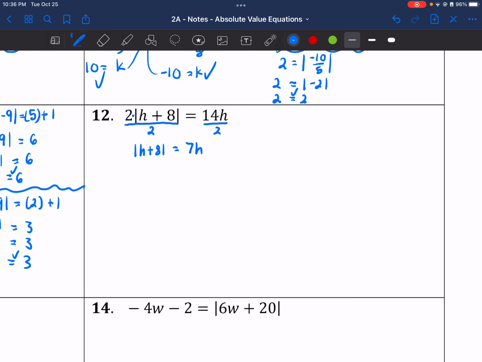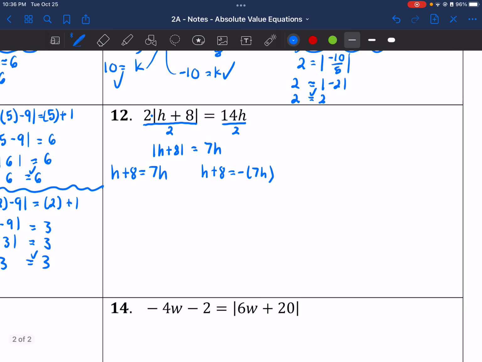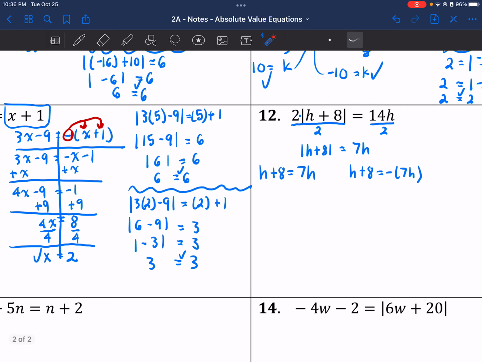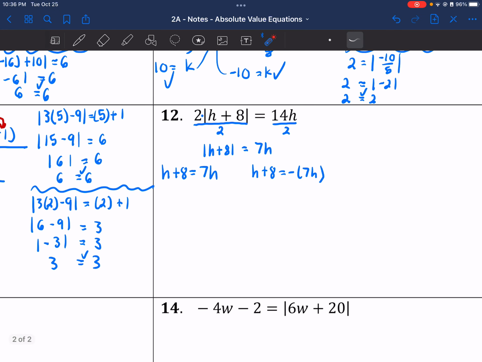And now that I've isolated my absolute value expression, I'm going to split it up into 2 equations. We get h plus 8 is equal to positive 7h, and we get h plus 8 is equal to negative 7h. You don't have to add the parentheses for this, but I want to get into the habit of putting parentheses around expressions if needed. So I'm just going to put it in parentheses as well.